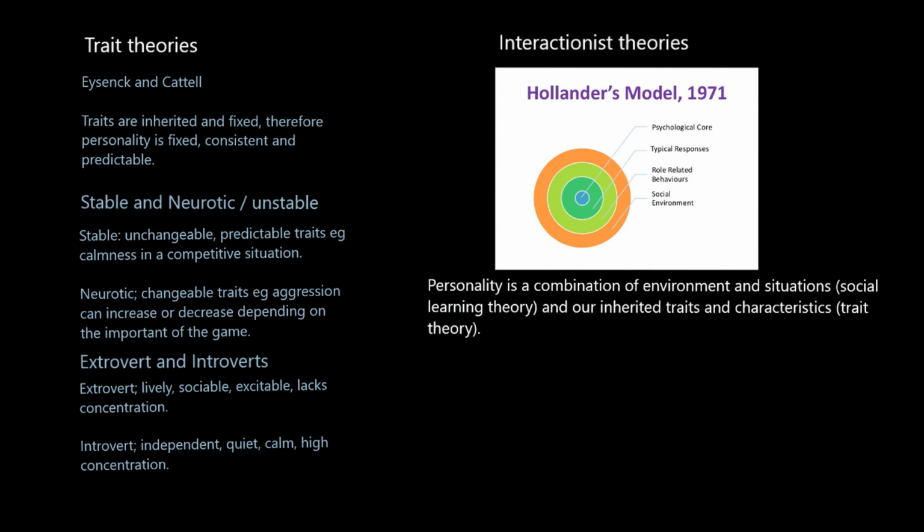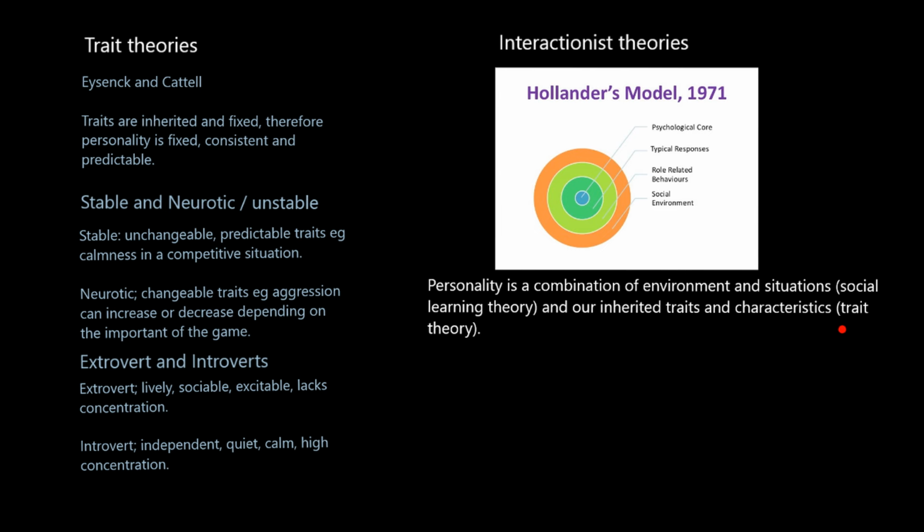So like I just said, in the interactionist approach, our personality is actually a combination of the environment and the situations we find ourselves in, i.e. social learning theory, and our inherited traits and characteristics that we get from mum and dad, i.e. trait theory. So those two theories interact with one another, hence we've got interactionist theories. There's two that maybe sum it up best. Hollander's model that I've got here. So what Hollander said was, there's your core, that blue circle in the middle, your psychological core. That's where your traits are. That's where your characteristics are.